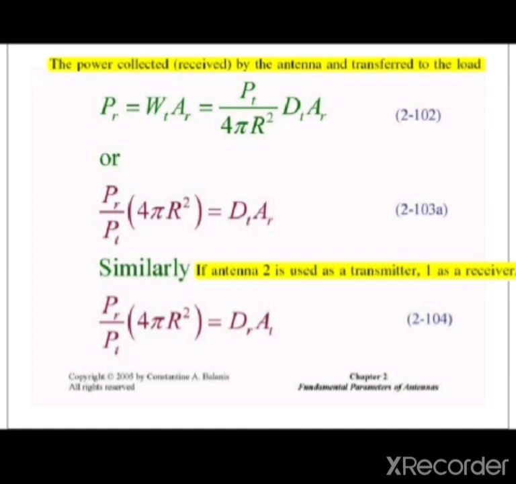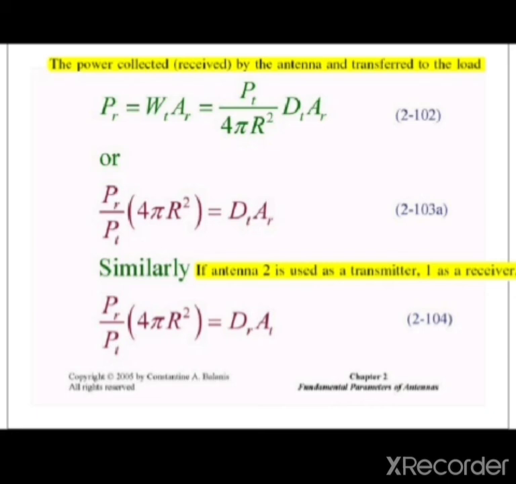Now Pr is equal to the power collected at the receiving antenna and transferred to the load. Pr is equal to Wt into Ar. Wt we already know from the previous equation. So Pr equals Pt by 4 pi R square into dt into Ar, where Ar is the effective aperture of the receiving antenna. Now Pr by Pt into 4 pi R square equals dt into Ar.